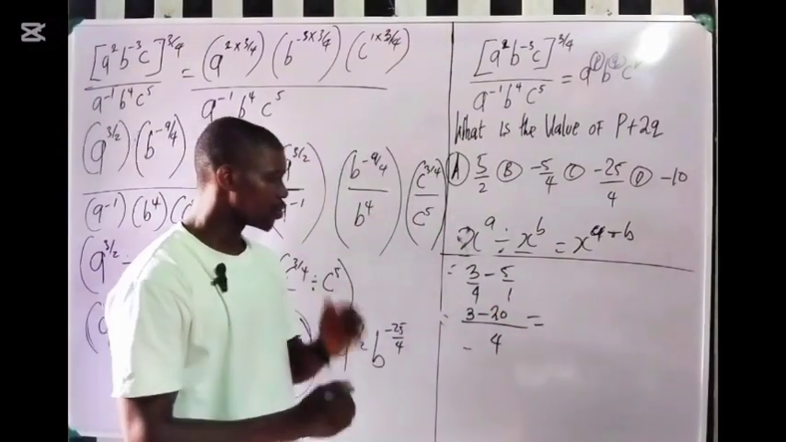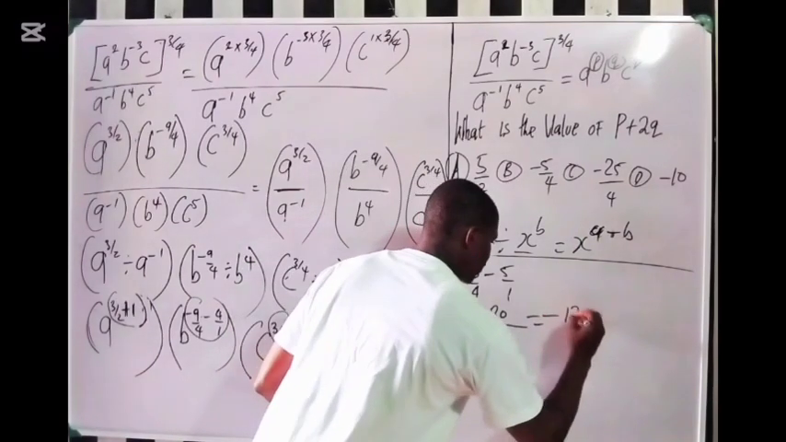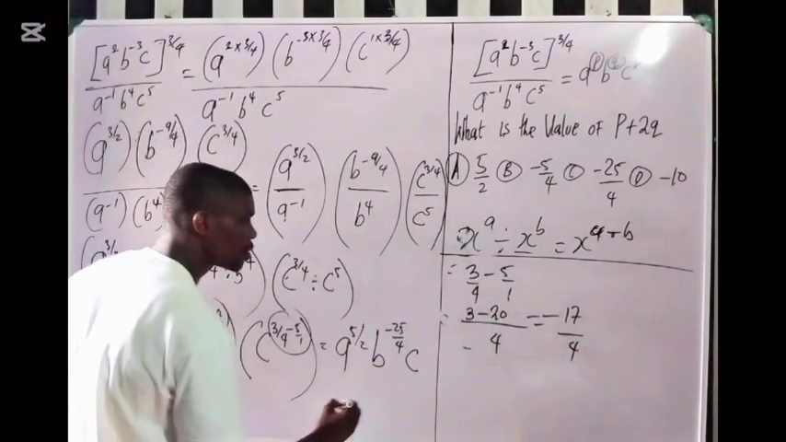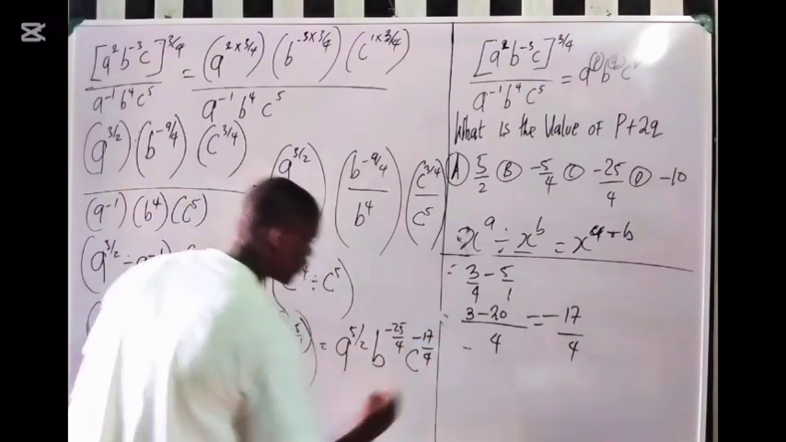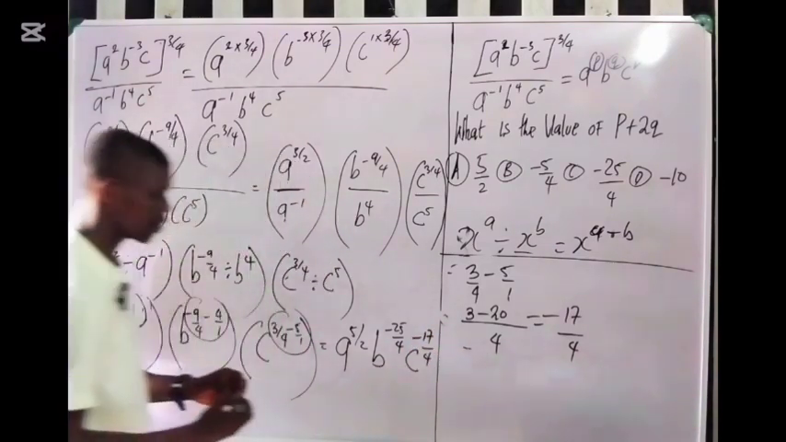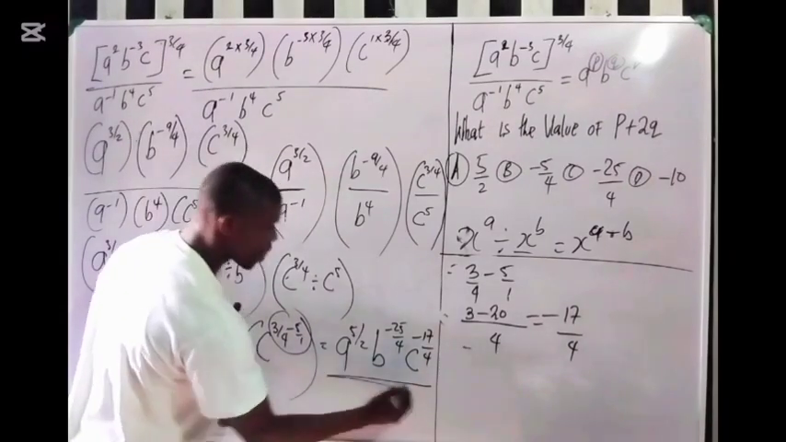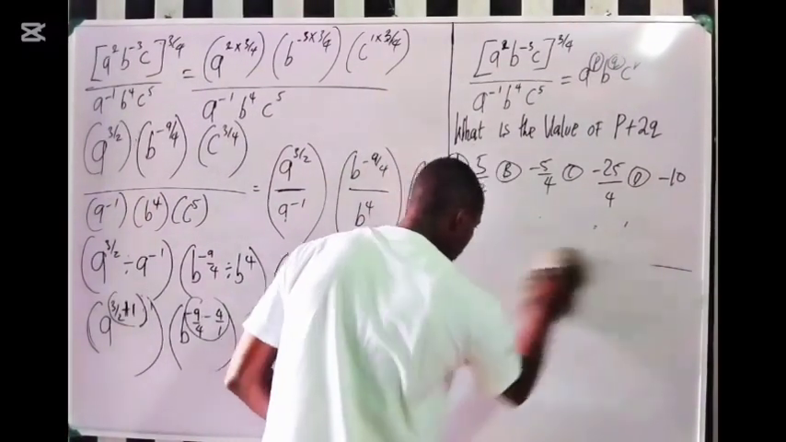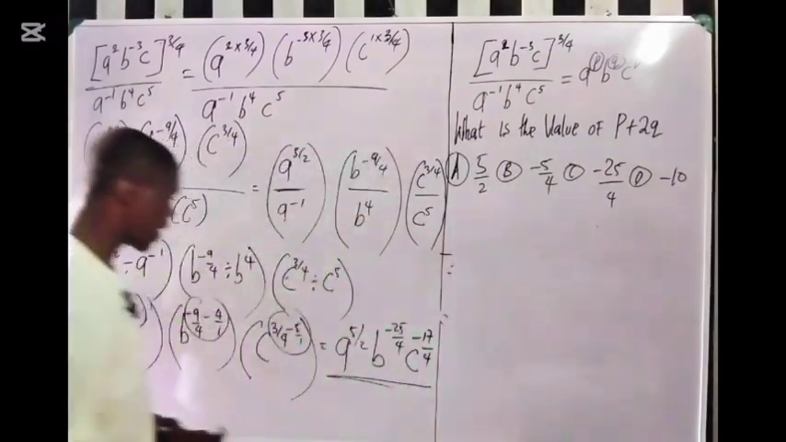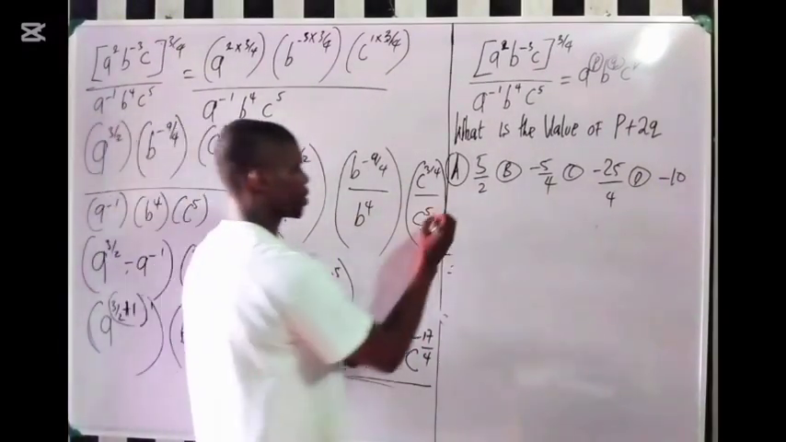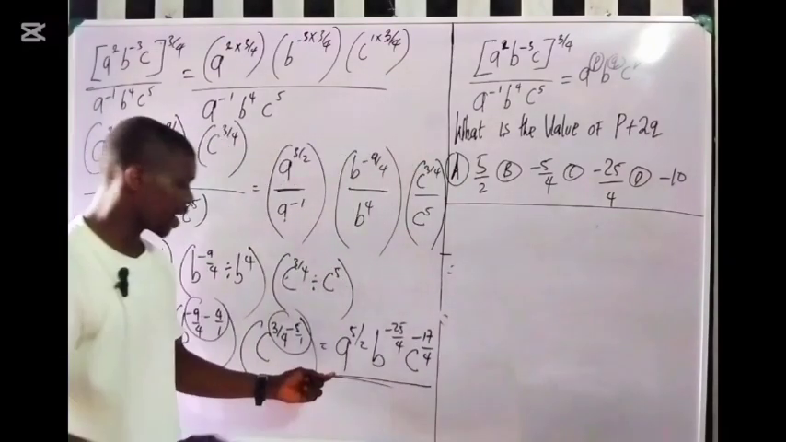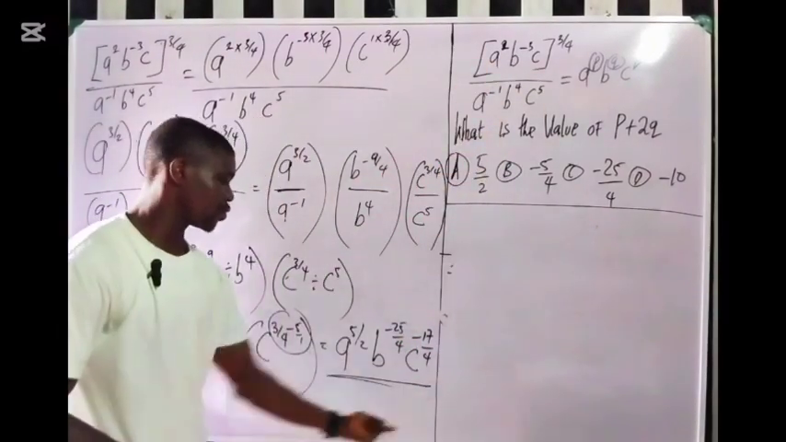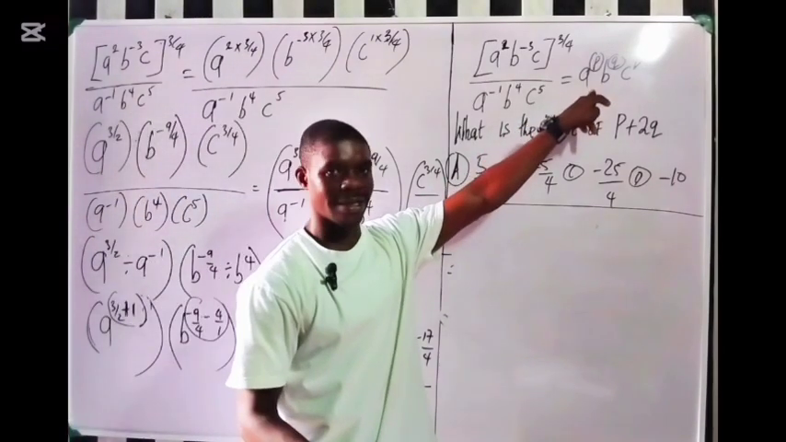So what are you going to do here? We have minus 17 over 4, right? So here we have C as minus 17 over 4. So this is everything here. Please pay attention and check very well. Remember, all of this side I've evaluated to be this one here, and it now equates to this.